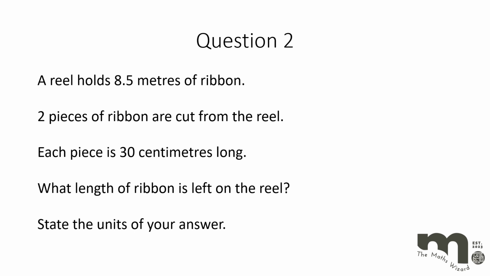Okay, next question then. So it says a reel holds 8.5 meters of ribbon. We've got 2 pieces of ribbon that are cut from the reel. Each piece, so one piece, is 30 centimeters long. Remember, we've got 2. And it's asking us what length of ribbon is left on the reel. So what's left after you've cut off those 2 30 centimeter pieces? And you need to state the units of your answer for this question.